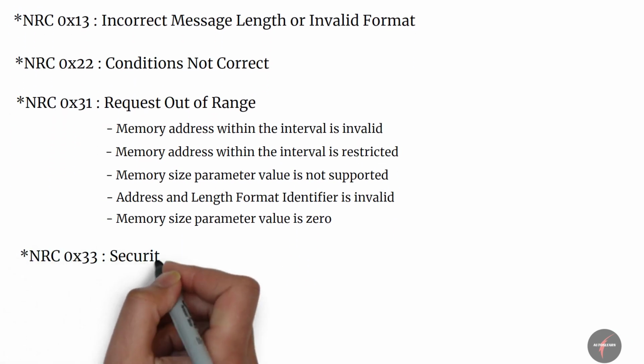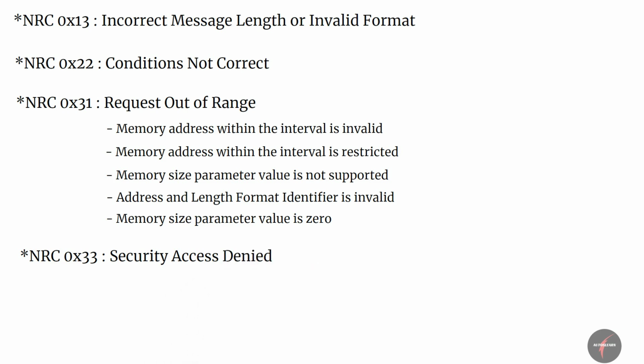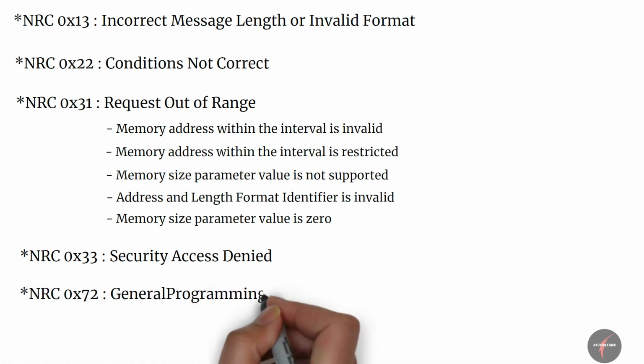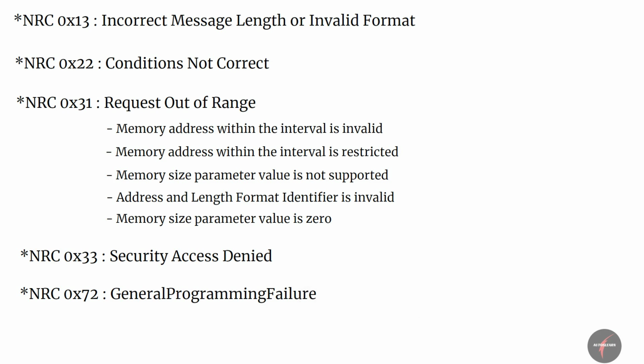NRC 33, security access denied. This NRC shall be sent if any memory address within the interval is secured and the server is locked. NRC 72, general programming failure. This NRC shall be sent if the server detects an error when writing to a memory location.